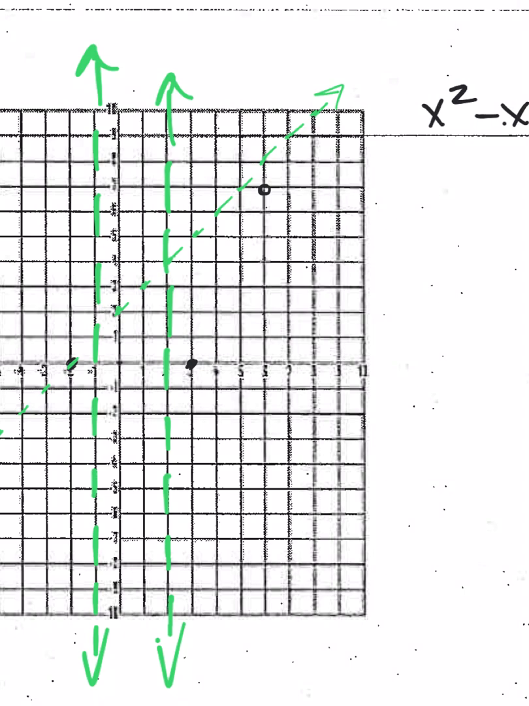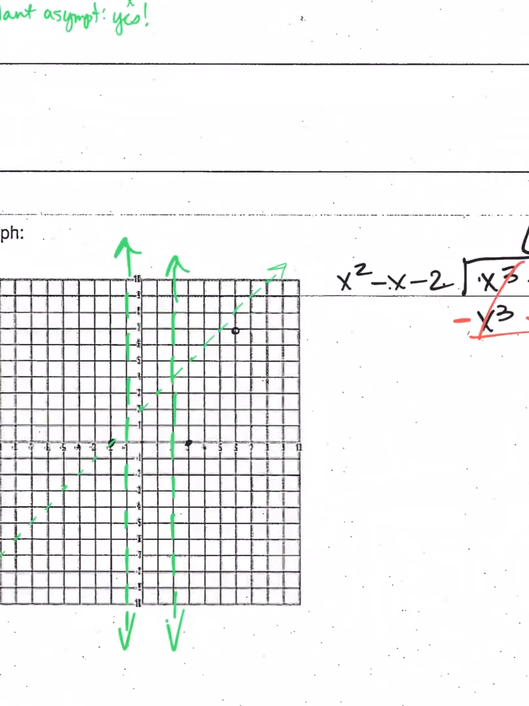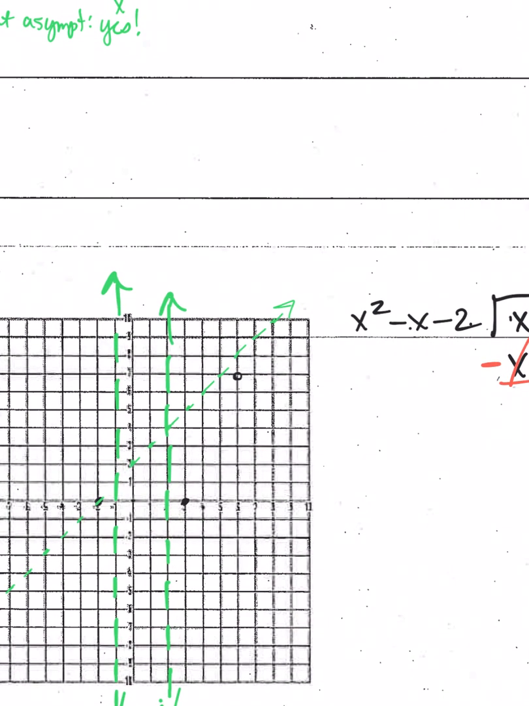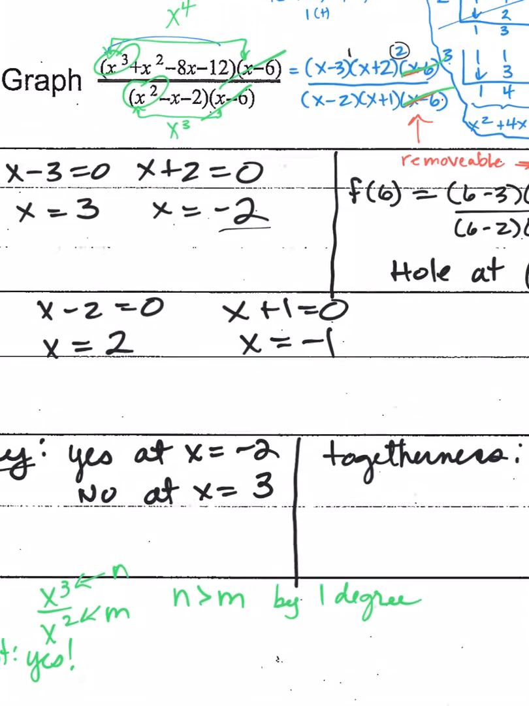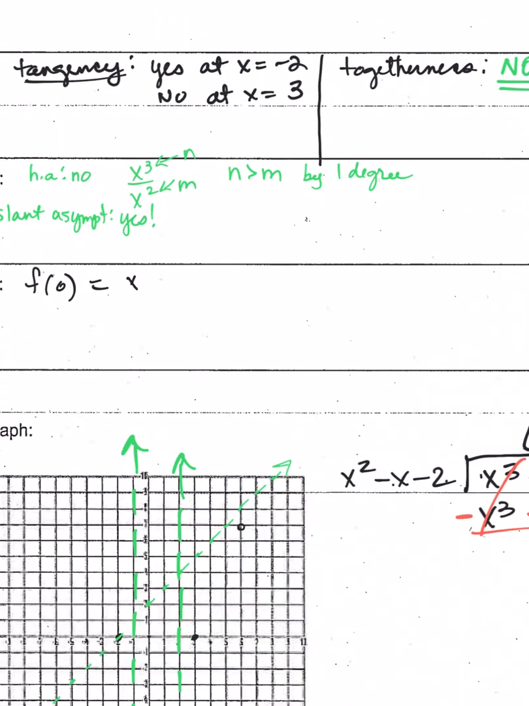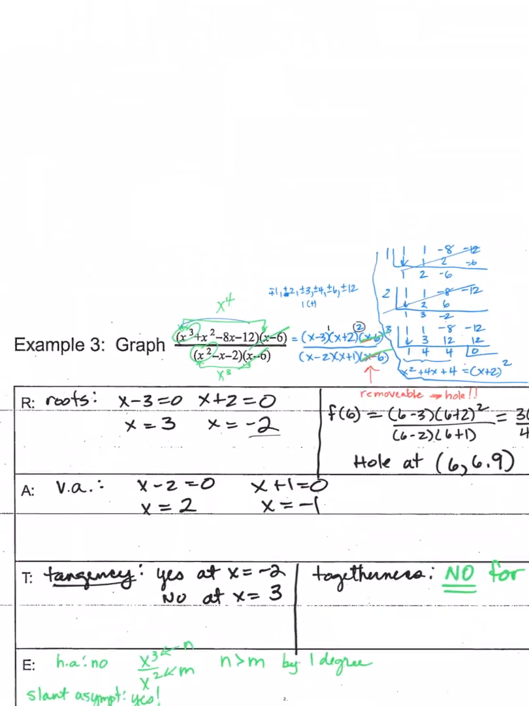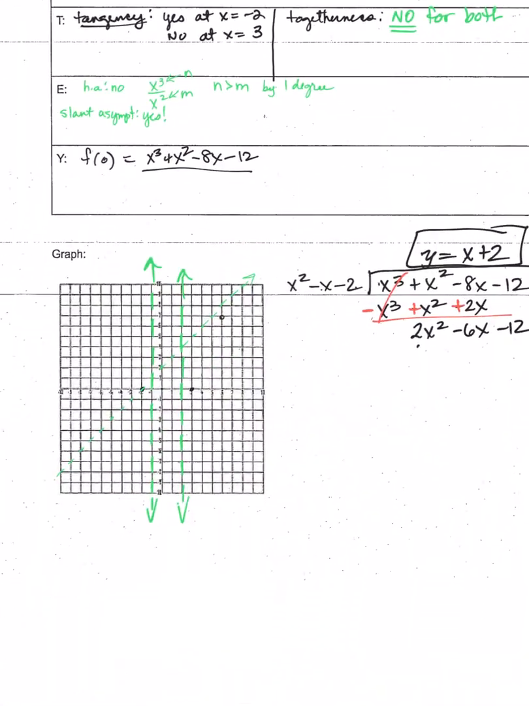So now, we begin to put stuff together. Y-intercept is the last thing we need, isn't it? So let's do our y-intercept. F of 0, would you agree? So if we're doing f of 0, we got x cubed plus x squared minus 8x minus 12 up here, because we got rid of the x to x minus 6. And we've got x squared minus x minus 2 in the bottom.